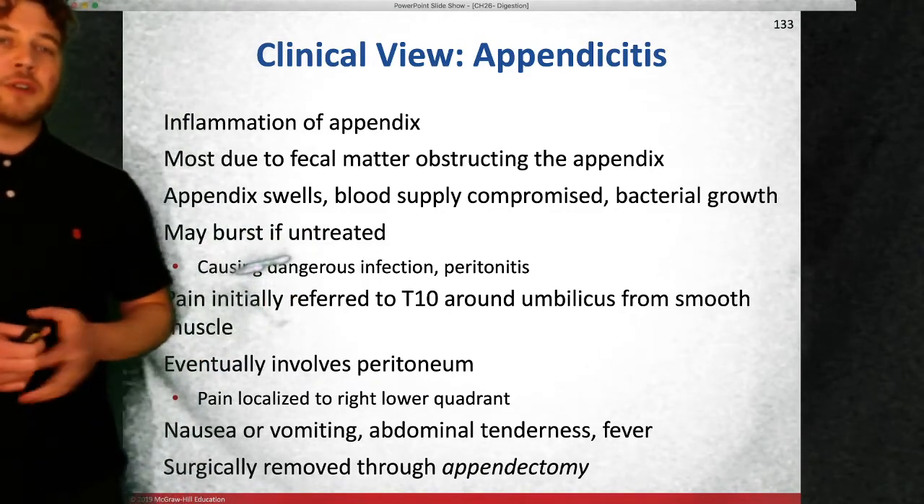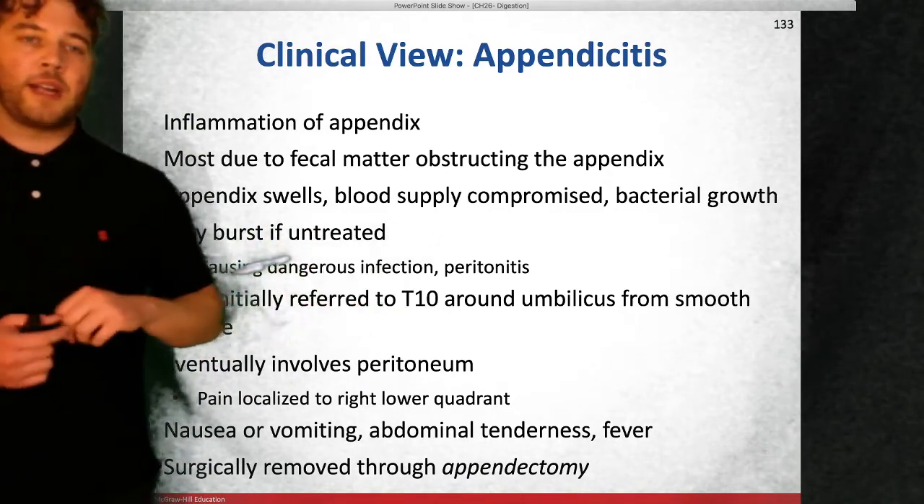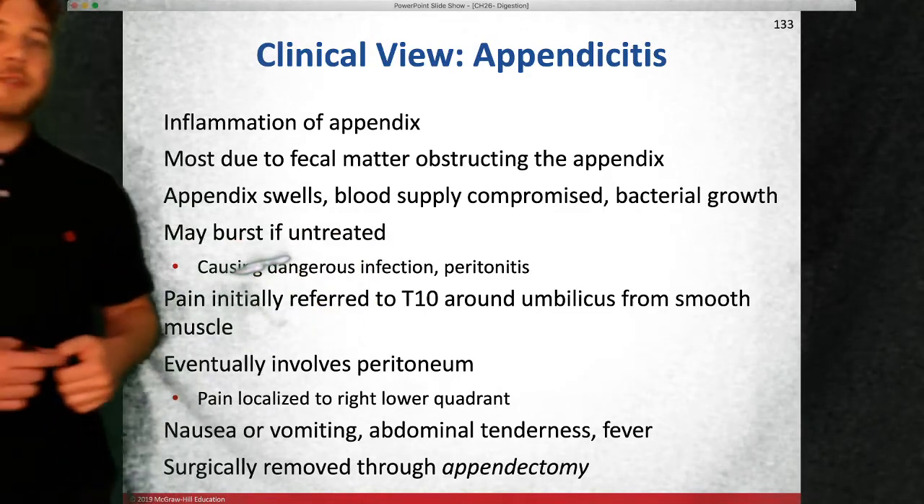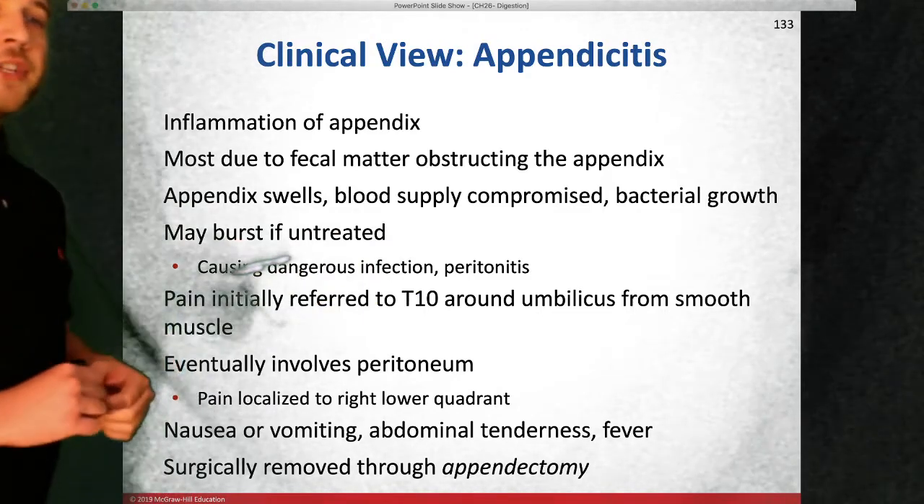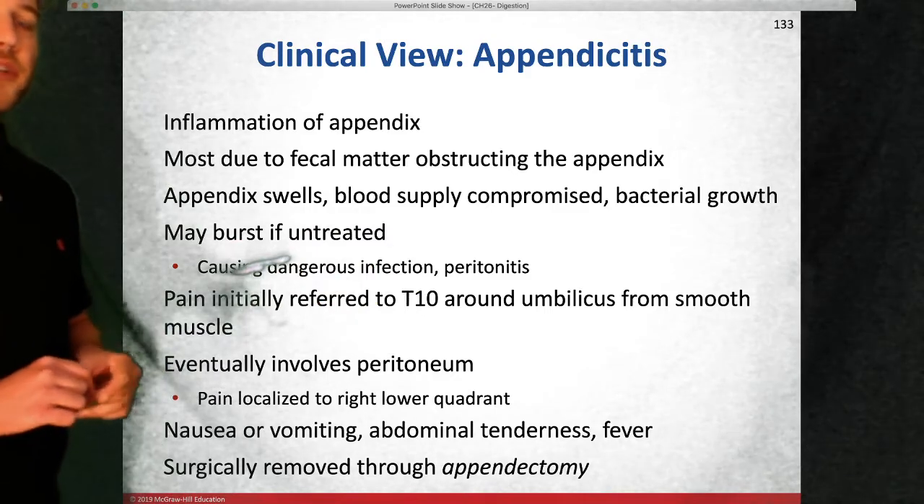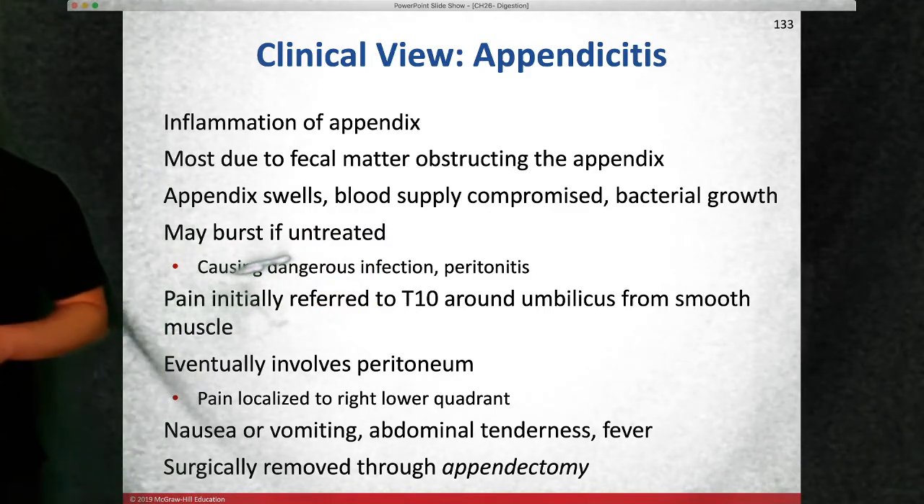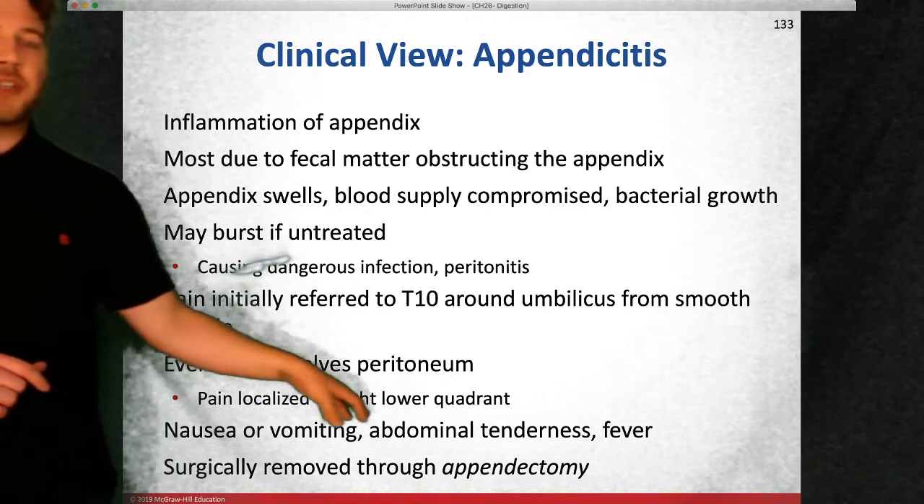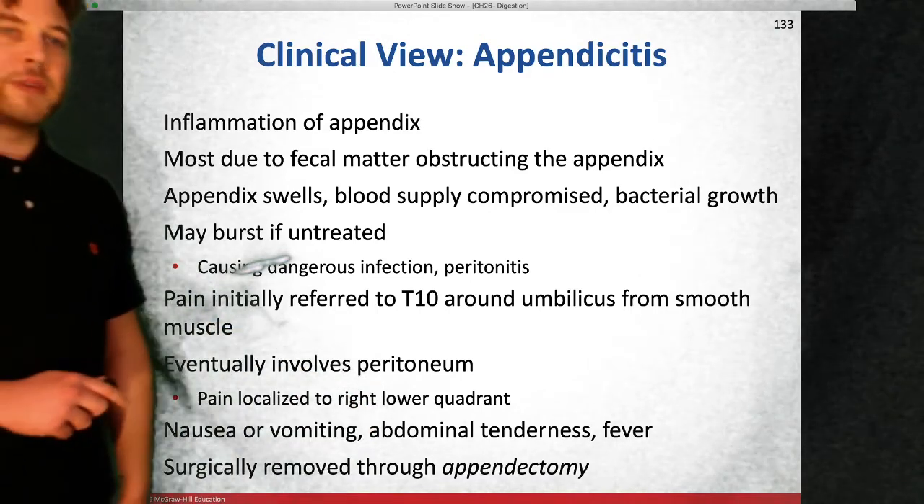Pain is initially referred to your 10th thoracic vertebra, around the umbilicus, from smooth muscle. It eventually involves the peritoneum, with pain becoming localized in the right lower quadrant. Symptoms include nausea, vomiting, abdominal tenderness, and fever. It is surgically removed through an appendectomy.